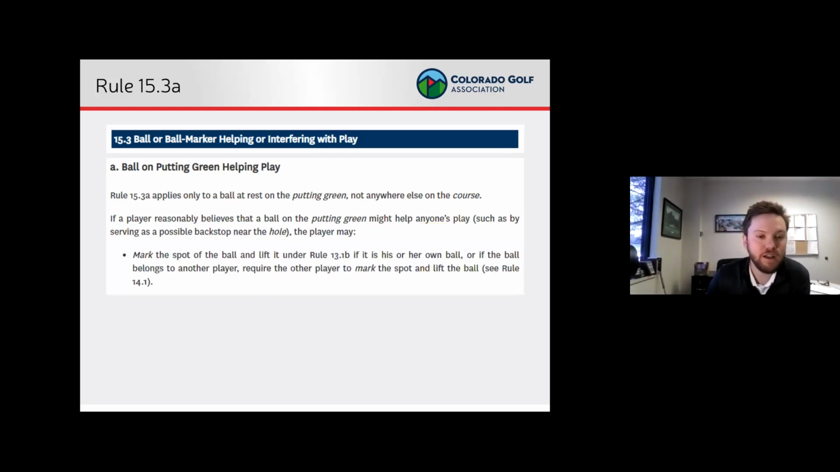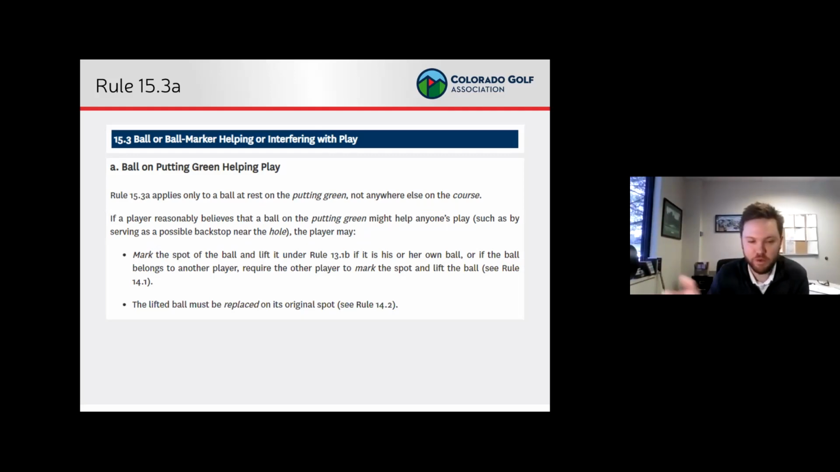You mark the spot of the ball and lift it under Rule 13.1b. Again, putting green. So as we saw, anytime on the putting green, you can mark your ball, pick it up, whether it's your first, second, third putt, doesn't matter. So we know we can do that already. Or if the ball belongs to another player, kind of like that situation, I could require the other player to mark the spot and lift the ball. So I say, hey, I think player B's ball is going to help player C. Player B, I'm requesting that you go and mark your ball on the putting green so you don't serve as a backstop and help player C play their ball to the putting green.